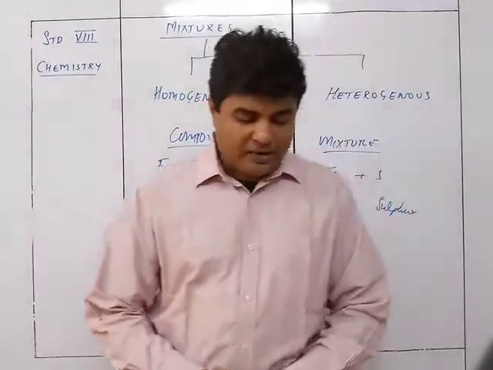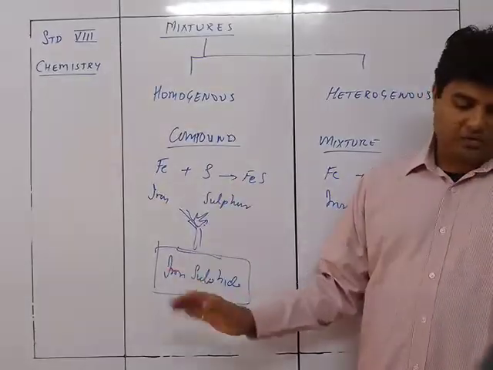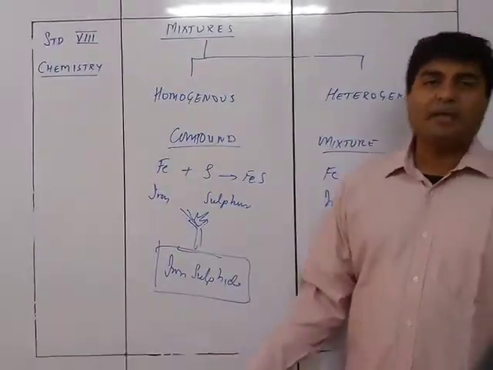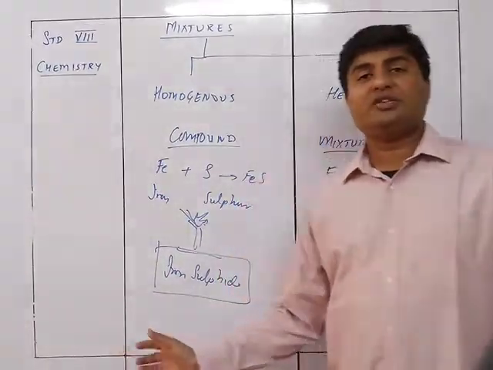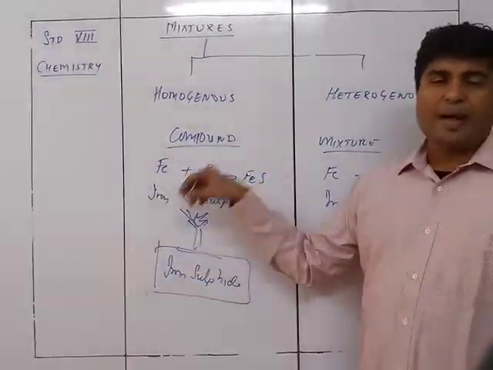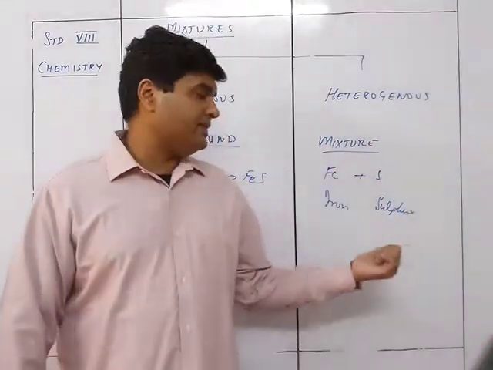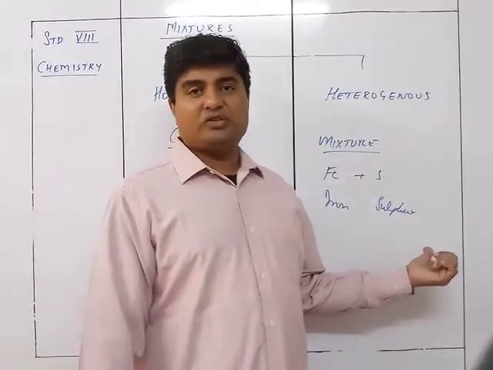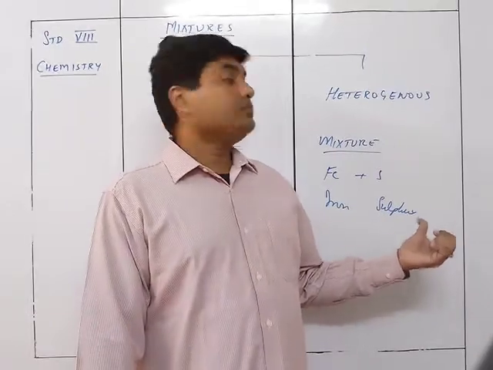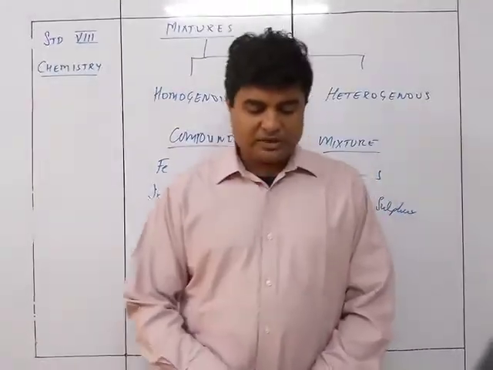Separation wise, the components of a compound can be separated only chemically. So it can only be separated by chemical means. You cannot separate this by any kind of physical means. As I mentioned, I cannot take a magnet and take out iron. It's not possible. Whereas in this case, it can easily be separated by physical means. So that's the reason you can easily separate mixtures by just physical means.